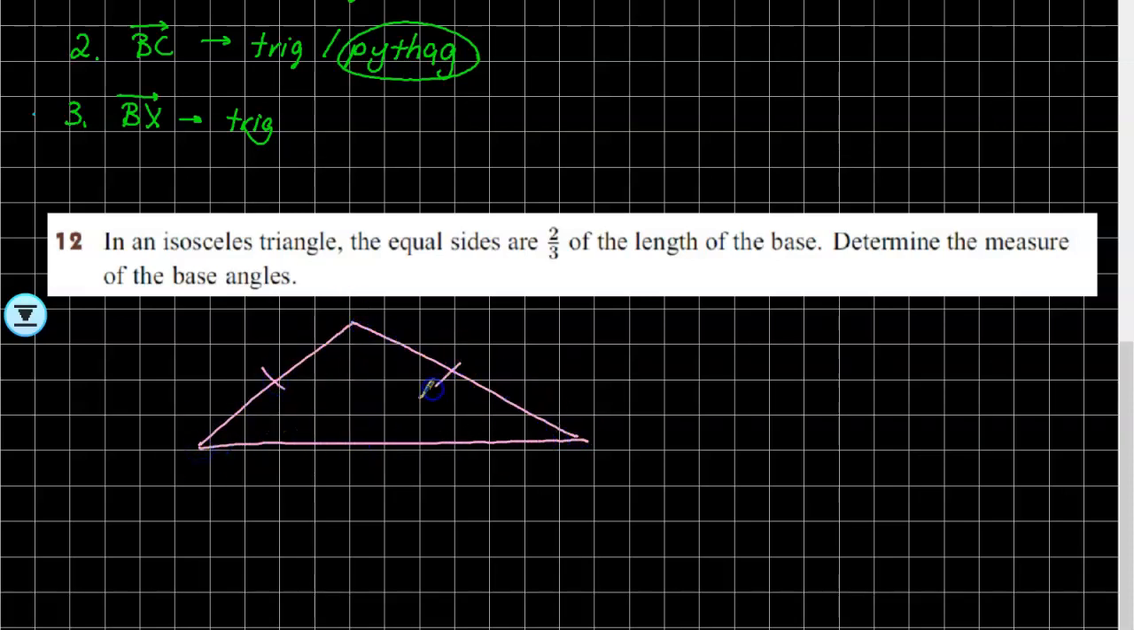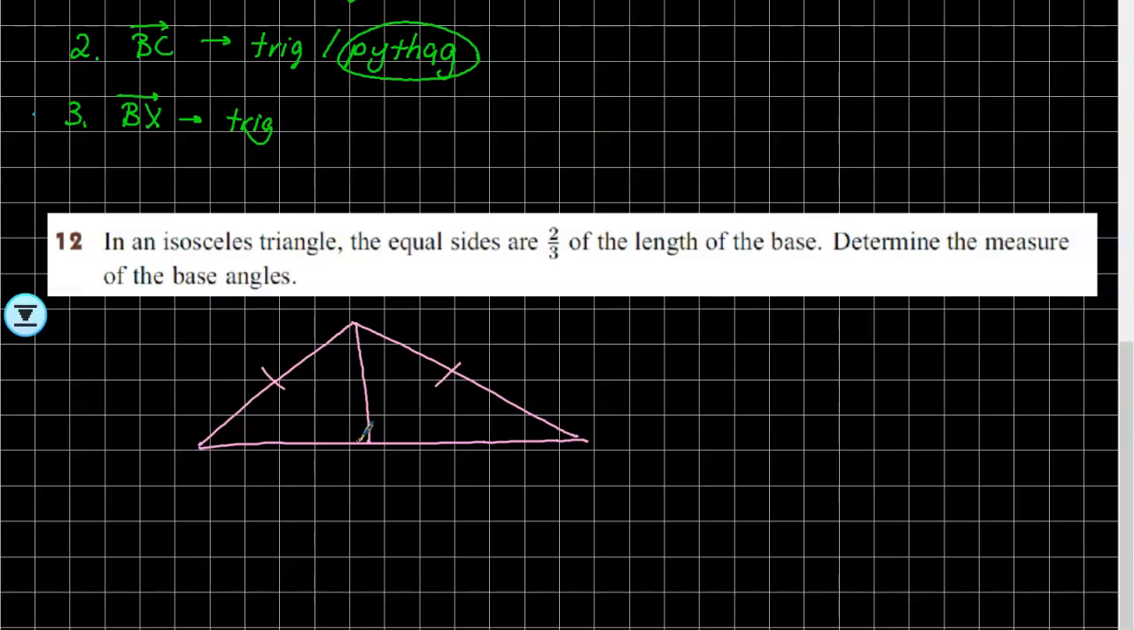here's my isosceles triangle. Do we agree? I've got my base. Then you've got options. You have got options here. You could come up with an actual value for the base.